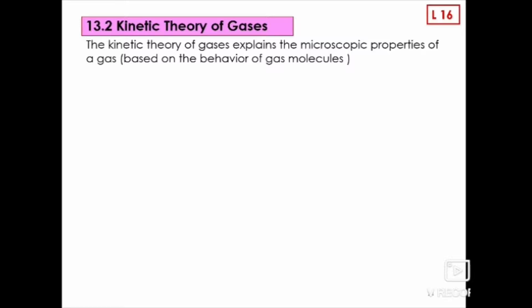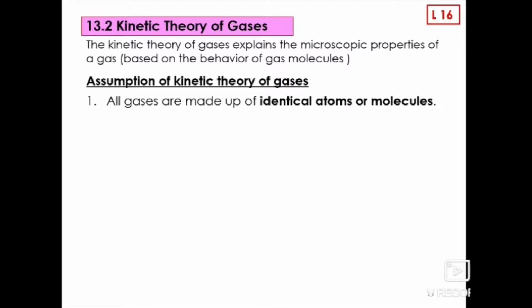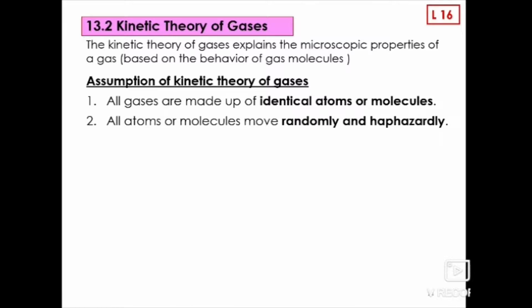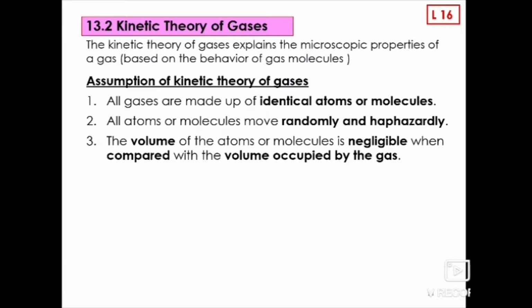Okay, we have 7 assumptions. Number 1, all gases are made up of identical atoms or molecules. Number 2, all atoms or molecules move randomly and haphazardly. Number 3, the volume of the atoms or molecules is negligible when compared with the volume occupied by the gas. So this means here, let's say we have one container with volume V.